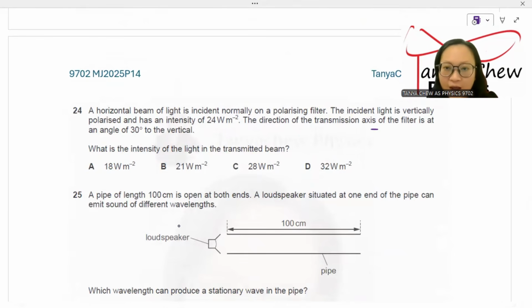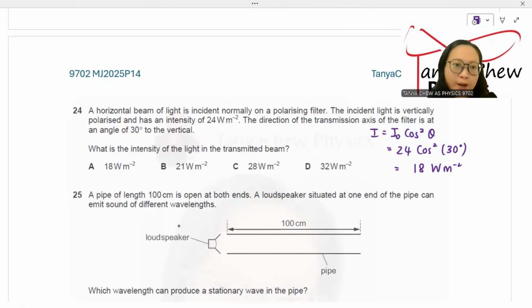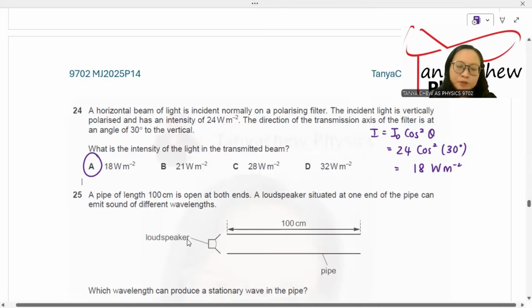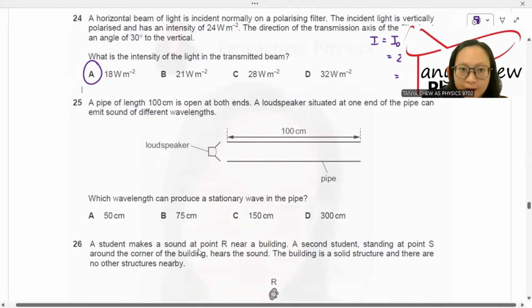So you can use I is equal to I naught cos square theta. So the initial intensity, 24 cos square 30 degrees. Your answer should be 18 watt per meter square. A is the answer.